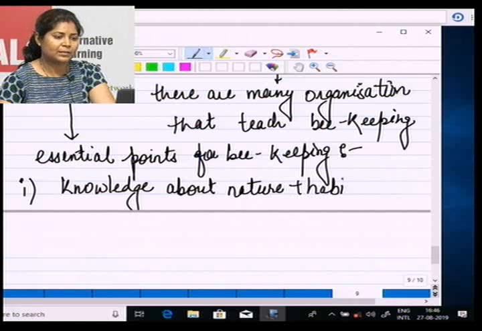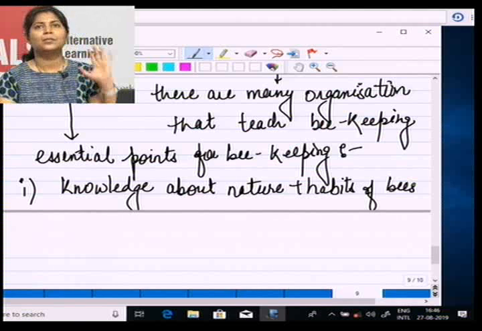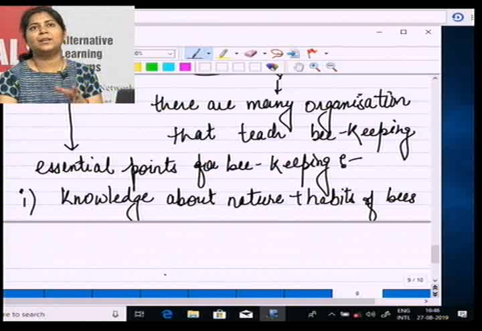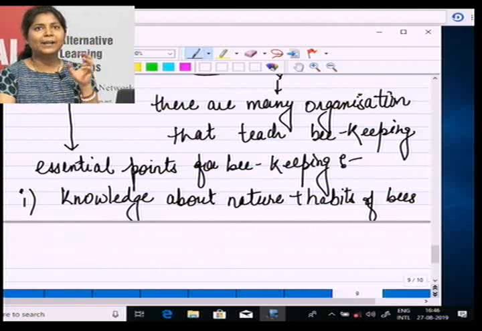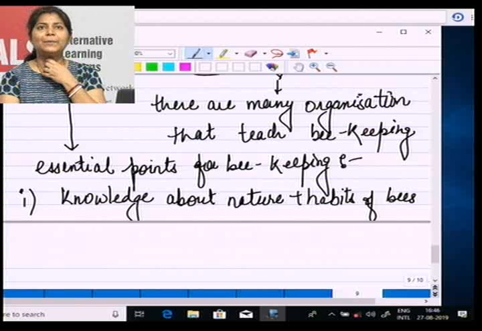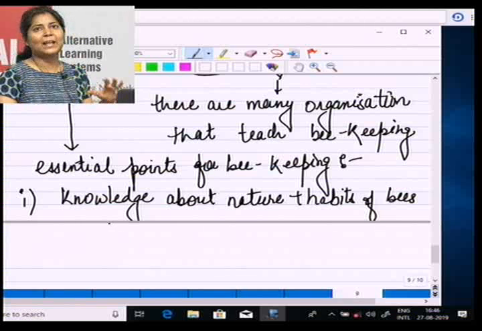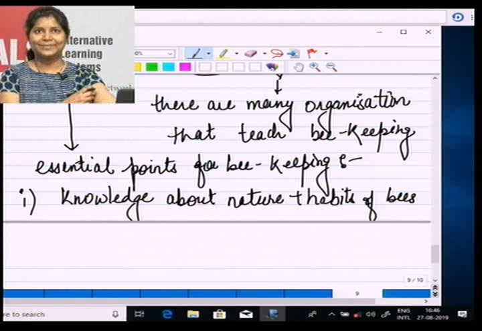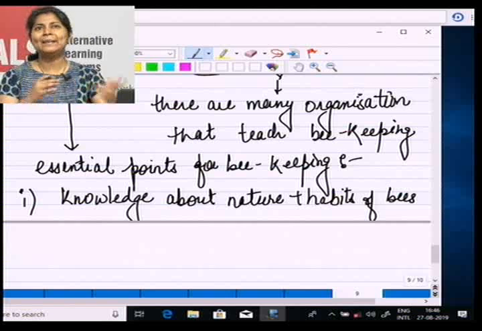Plus, habits of bees. It might sound a bit off-track, but yes, you need to know about the nature and habits of the bee, what kind of bee you are going to have for beekeeping purposes. If it's a bee that likes rose nectar, you cannot feed it sunflower. That's the main thing, and many more issues.